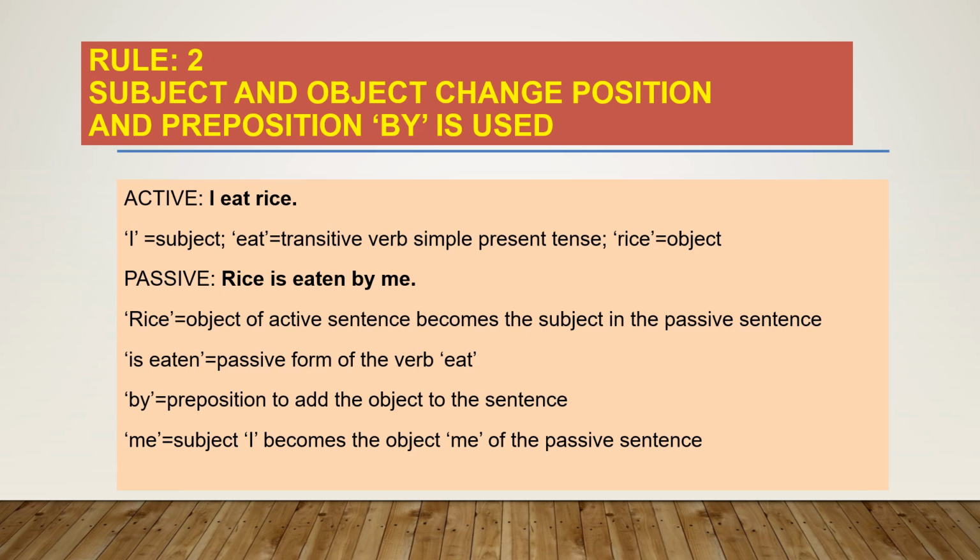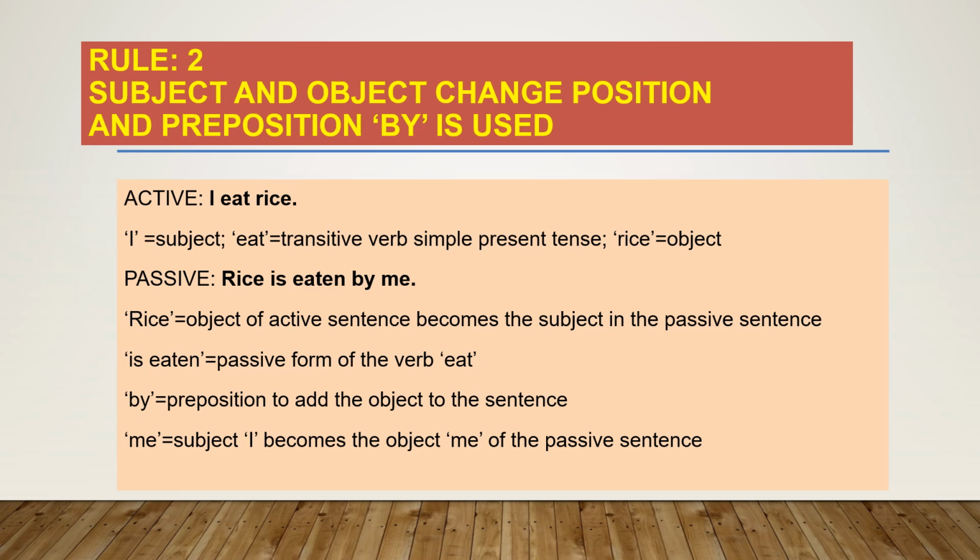Now subject has to become object. In the pronoun video, you will find how I for subject, the form is me for object. So we say me, but me cannot be added to a passive verb because all passive verbs are intransitive. Therefore, we require a preposition. And the preposition, as I mentioned in the rule itself, is by. So we say, rice is eaten by me.